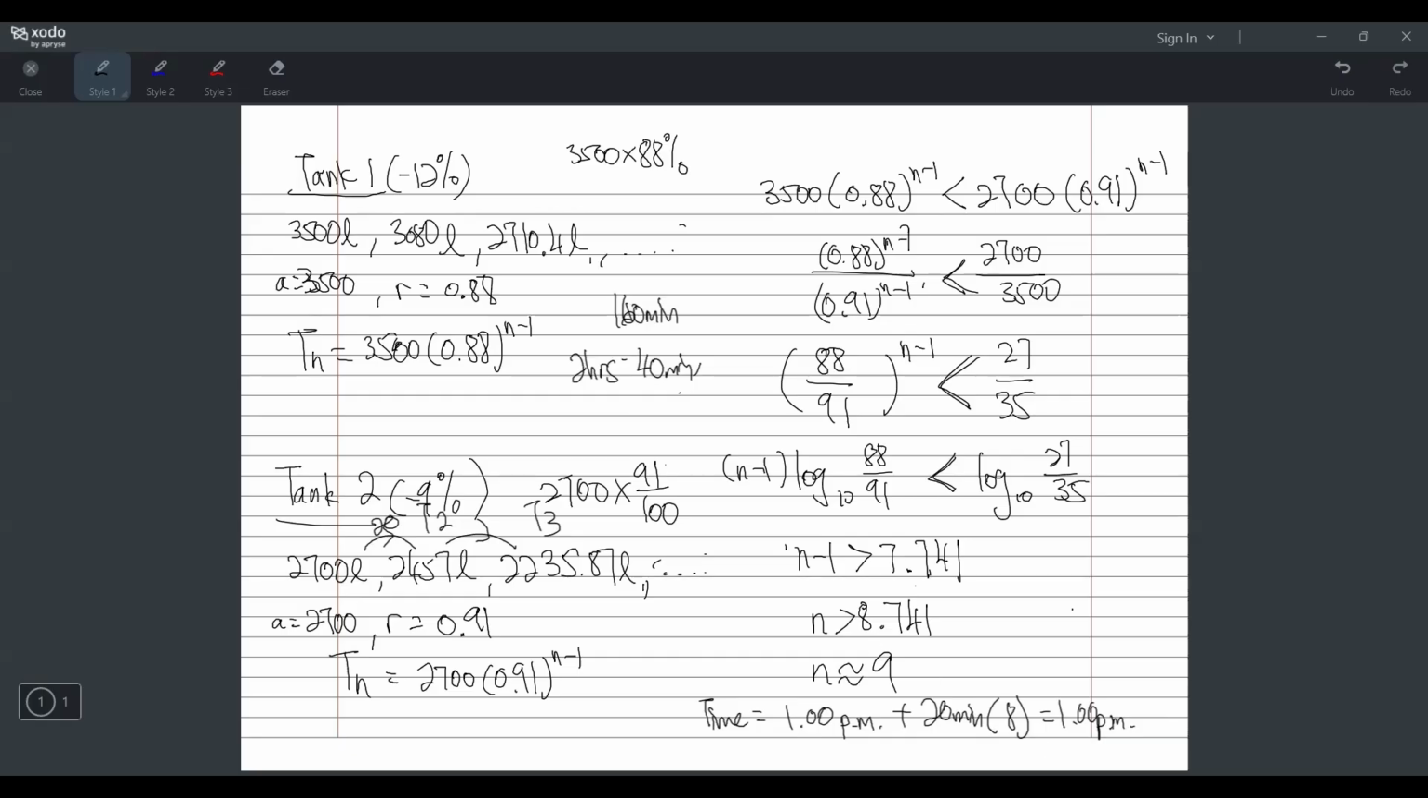Understand? So it means you have to take 1 p.m. plus 2 hours and then plus another 40 minutes. So I think the final time will be 3:40 p.m. Yeah, because 1 p.m. plus 2 hours is 3 p.m. and then plus another 40 minutes, so 3:40 p.m.